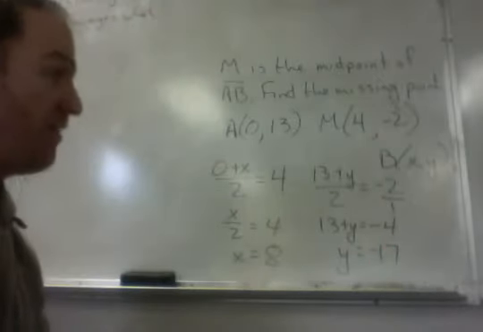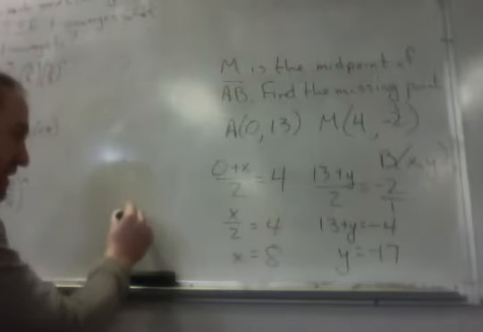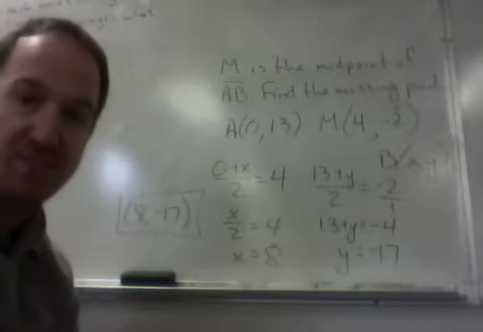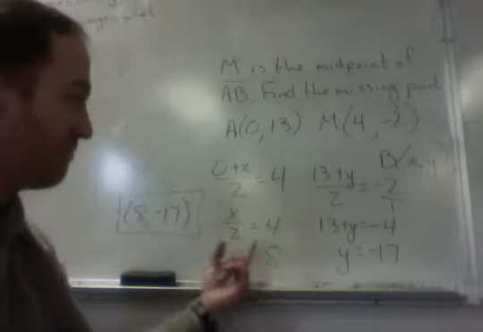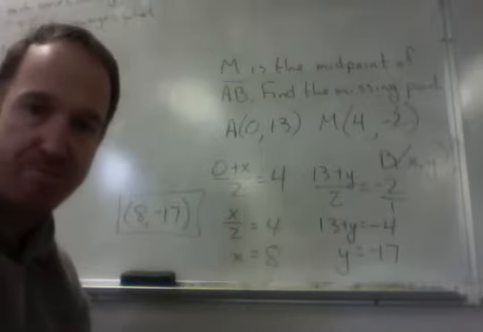So the point on the other end of our segment, sorry, I ran out of room, is 8, negative 17. That's the point that's on the other end. We found them right there. Same formula as before, we're just given different stuff.